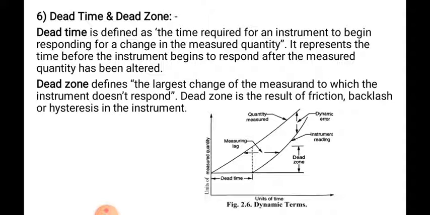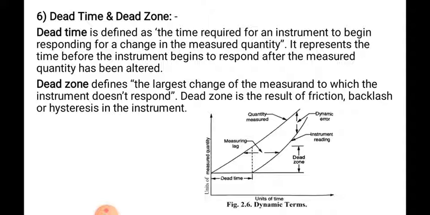It represents the time before the instrument begins to respond after the measured quantity has been altered. Okay, it means until the pointer shows the deflection after giving input to the instrument. Okay, and the time instant for which the instrument will not show the output signal, that time instant is nothing but the dead time.